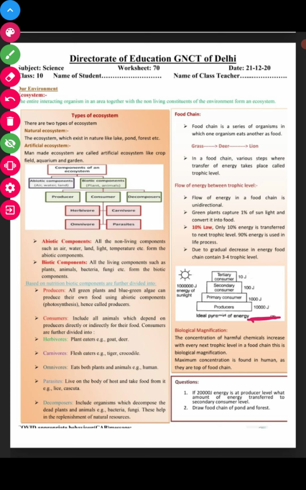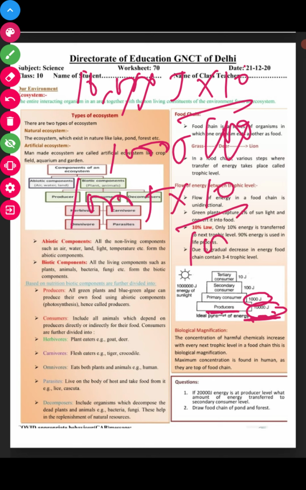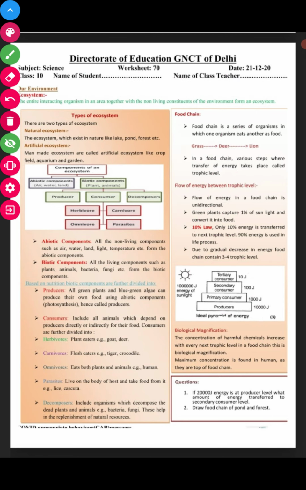See, this is an example of energy transformation. If this producer has 10,000 joule of energy, according to the 10% law, it will give 1000 joule of energy to the next trophic level. And again the next trophic level gets energy according to the 10% law, that is 100 joule. In the next trophic level again it is 10 joule of energy, which is received by the tertiary consumer level.